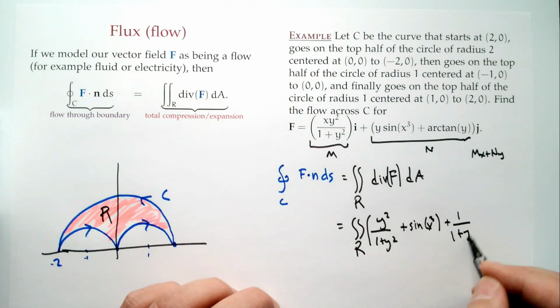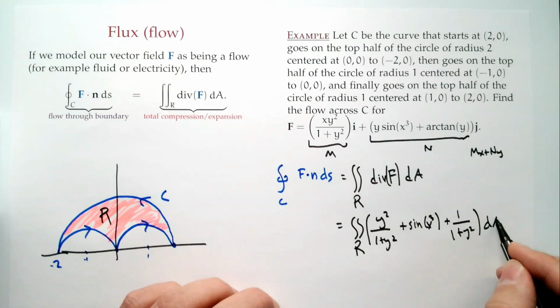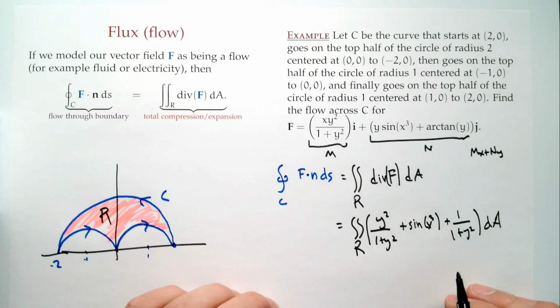1 over 1 plus y squared. All right. Now at this point, you might be getting nervous and saying, this doesn't feel like a 1 minute problem. Well, from here we start looking for things. Does anything pop out to us?